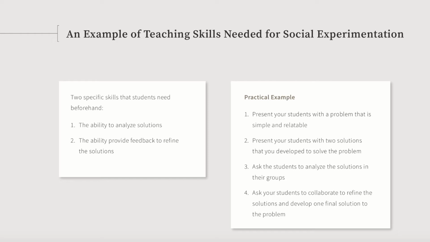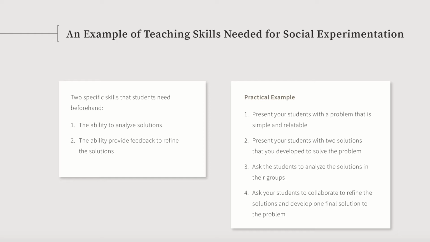One way to do this is to present your students with a problem that is simple and relatable. For instance, the lines in the cafeteria are too long during lunch. Next, present your students with 2 solutions that you developed to solve the problem. Both solutions should be feasible, but one could be much more complex. Ask the students to analyze the solutions in their groups. Teach the students to analyze solutions by asking them to answer questions.